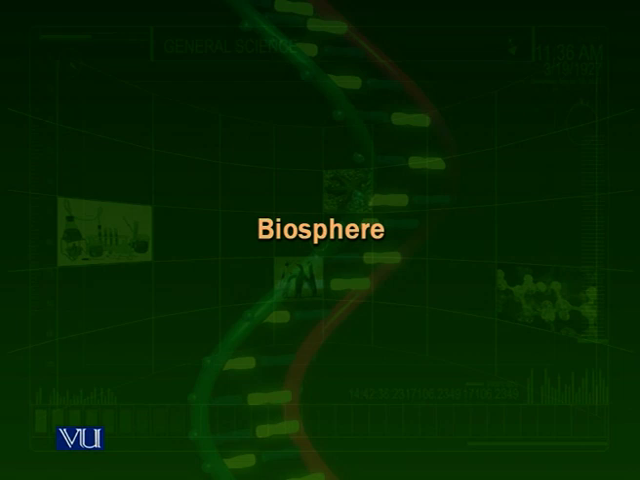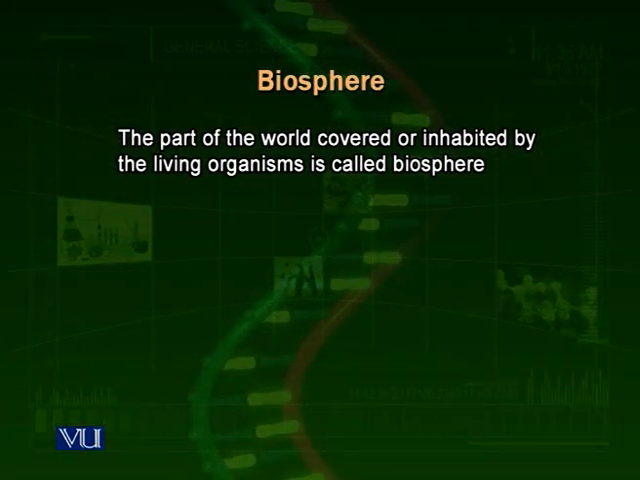Now comes the last level, that is the biosphere: bio, life, sphere, the globe of the earth. Because we know that earth is rounded, we call it a sphere. Biosphere is the living part of the world. All the living organisms, all the ecosystems, anywhere where life can exist, are collectively called the biosphere. Life even exists in the Antarctic region where there is too much cold. Life may sustain itself in the deserts where there is too high temperature. Life may sustain itself in the oceans, which are very deep.